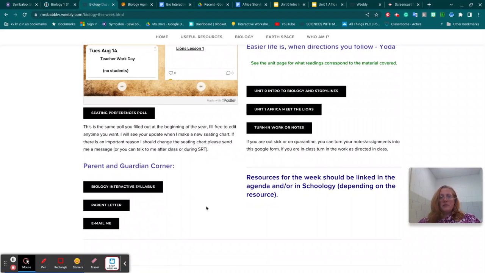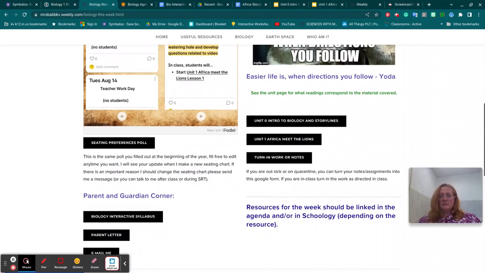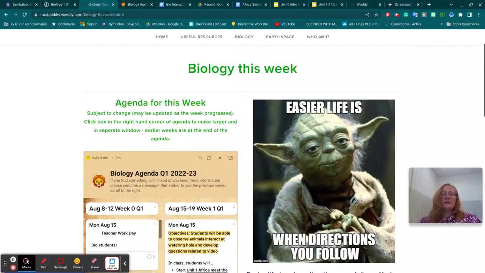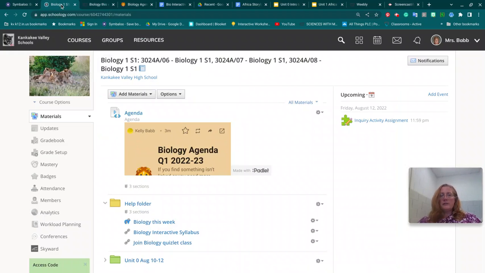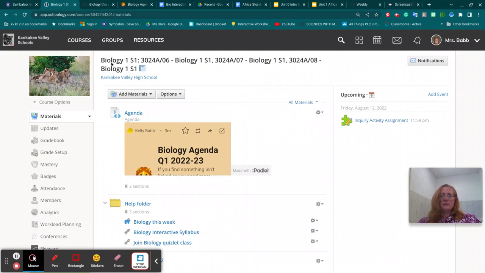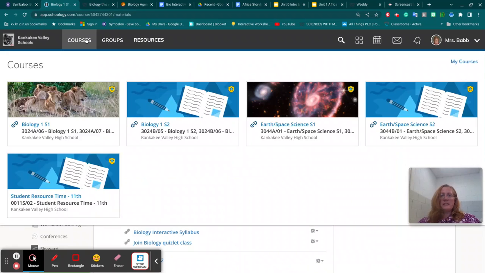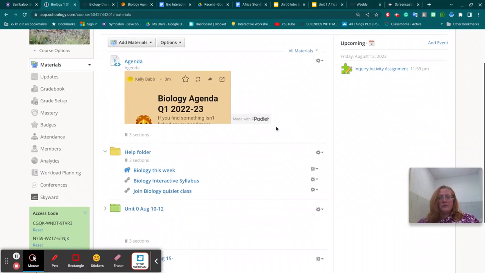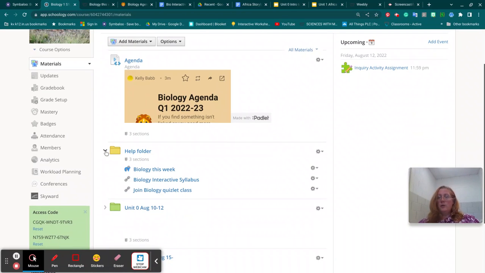If for some reason you forgot how to get there, you can't figure out how to get to biology this week, you can also get there through Schoology. I'm going to assume that you know how to get to Schoology. You click on your biology class, and you'll scroll down to the help folder, and you'll open up the help folder, and you will see the biology interactive syllabus is also there. So there's two ways to get there.